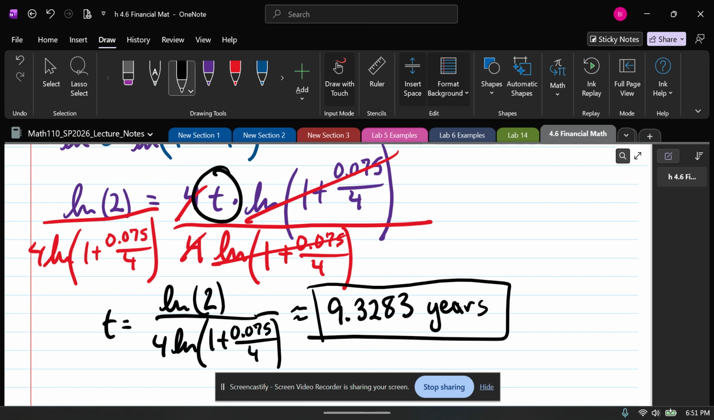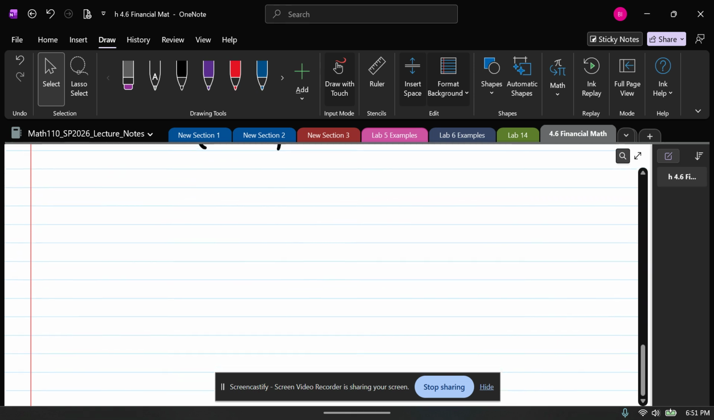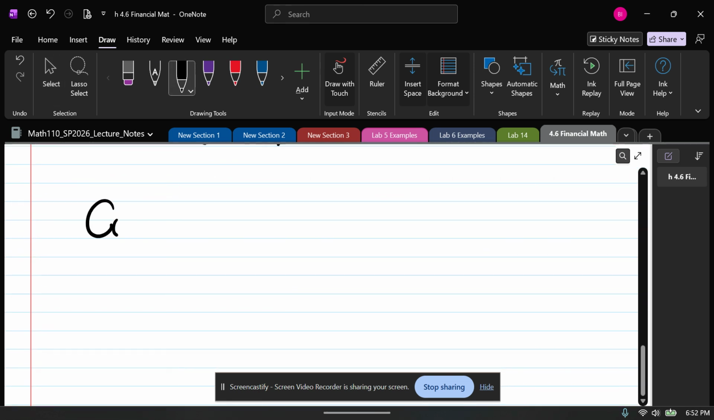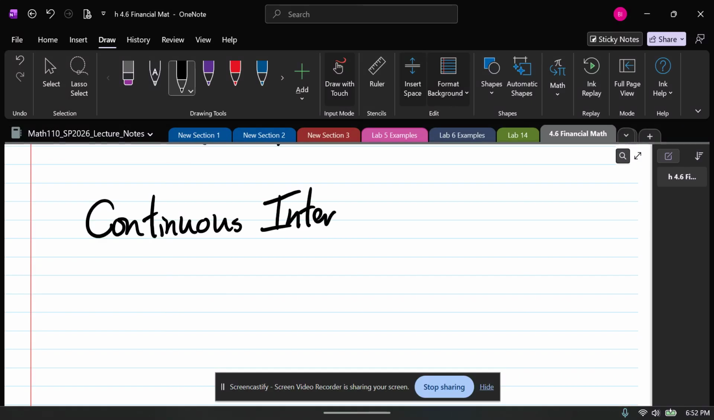All right, now that's compound interest, compounded a certain number of times a year. Another type of problem that you come in contact with here is what's called continuous interest. I call this the PERT formula because it spells the word PERT. P times E to the RT.